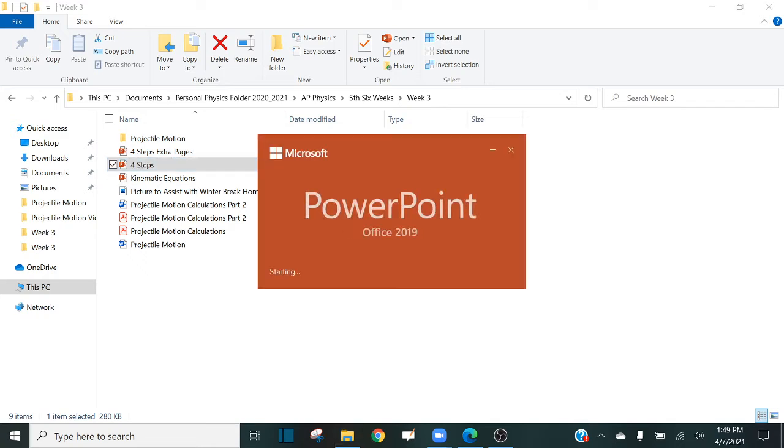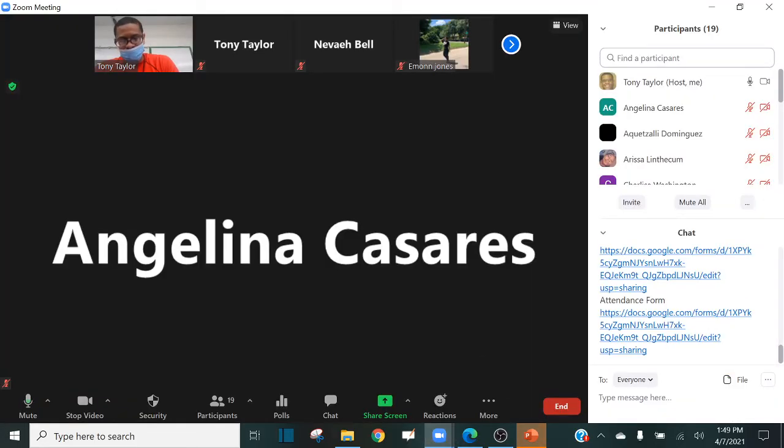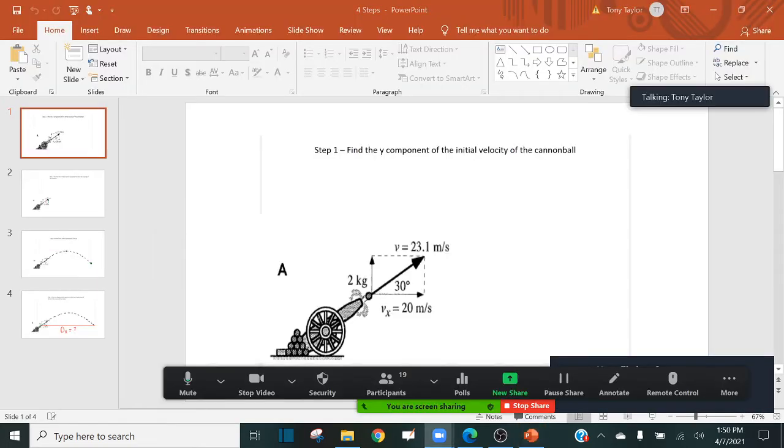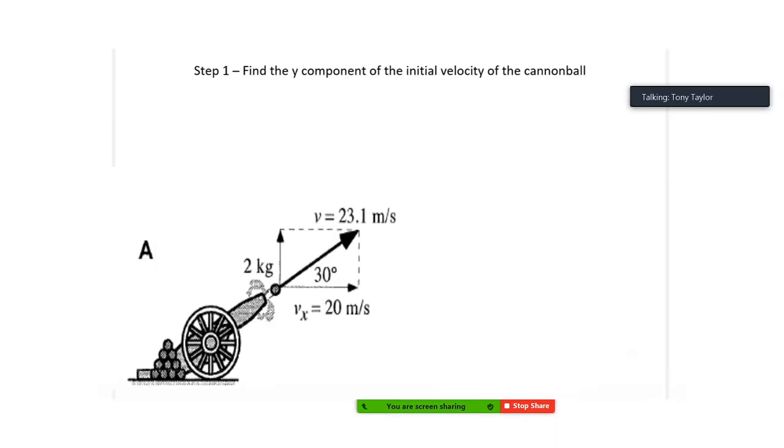In fact, I'm going to pull up these 4 steps now on a PowerPoint so that you guys will have some idea of what we're about to do. I'm going to just read through the steps quickly, and then we're going to take our time to work through each problem step by step.